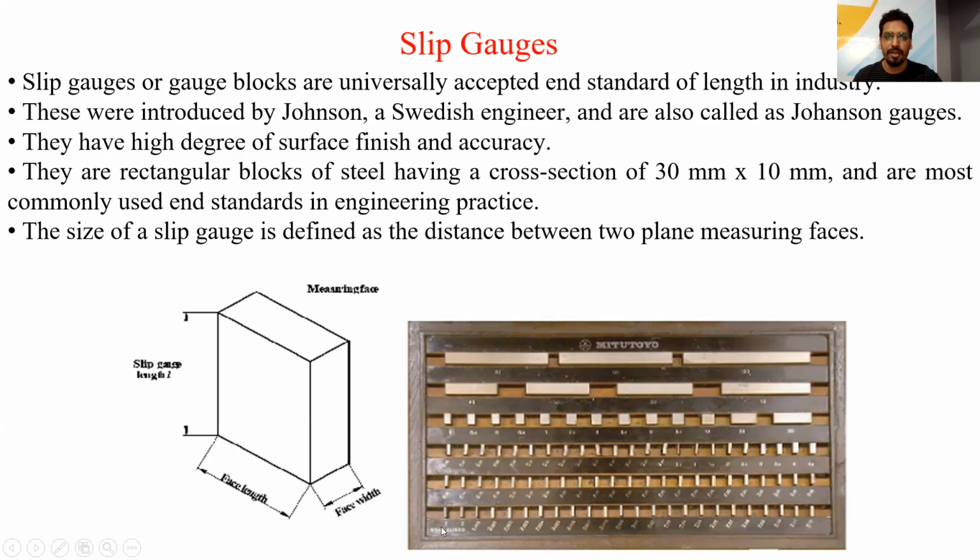Let us suppose the first slip gauge placed inside the box is 1.005 mm. Then the next slip gauge is of another dimension. And if we want to make a dimension of, let us suppose, 15.0235, we have to use a number of slip gauges to make that dimension. So in this way slip gauges are used. This is a brief introduction of slip gauge.